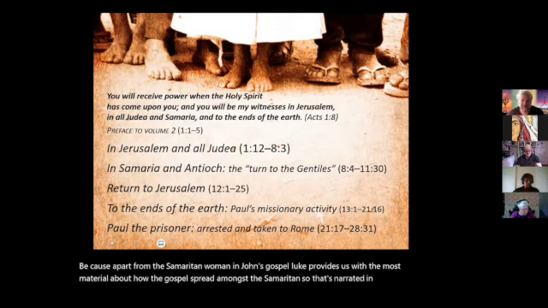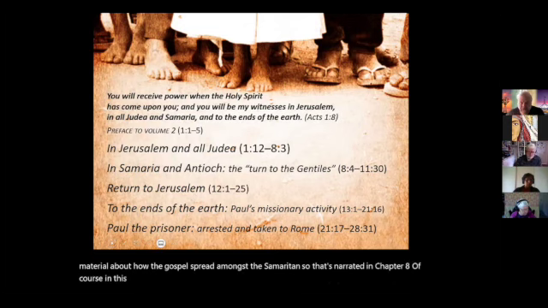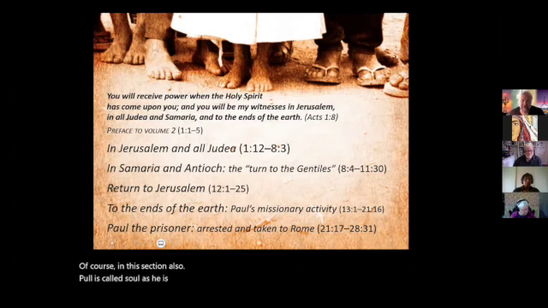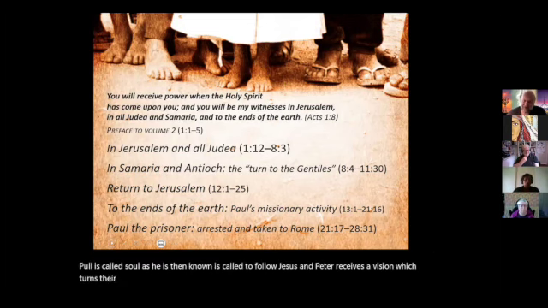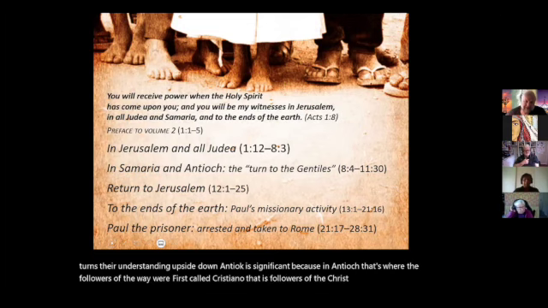Of course, in this section also, Paul is called, Saul as he is then known, is called to follow Jesus. And Peter receives a vision which turns their understanding upside down. Antioch is significant because in Antioch, that's where the followers of the way were first called Christianoi, that is, followers of the Christ, the Messiah, from which we get Christians.